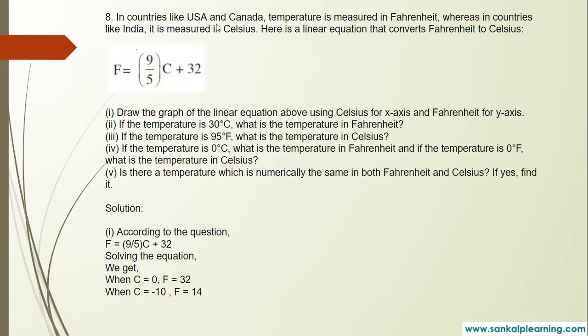In countries like USA and Canada, temperature is measured in Fahrenheit, whereas in countries like India, it is measured in Celsius. Here is a linear equation that converts Fahrenheit to Celsius. Yes, you have studied in science, children, in physics you have this formula, right? How to convert Fahrenheit into Celsius or Celsius into Fahrenheit. So this is the formula. F is equal to 9 by 5 into C plus 32.